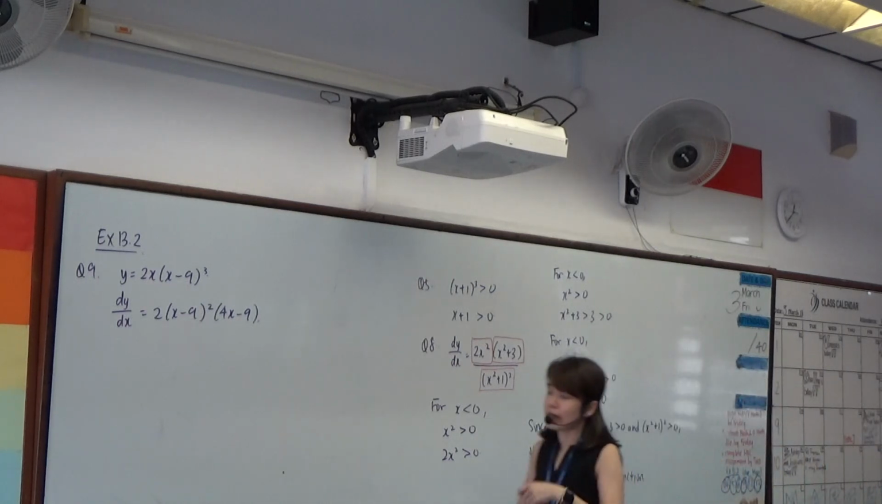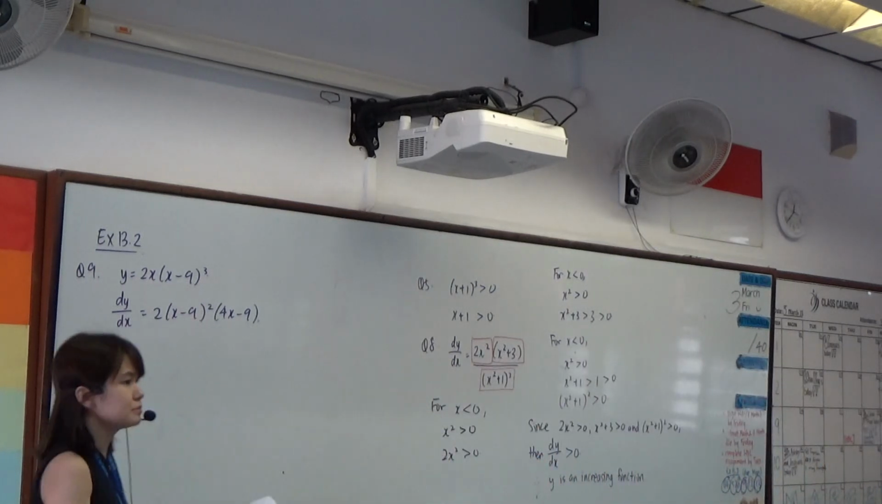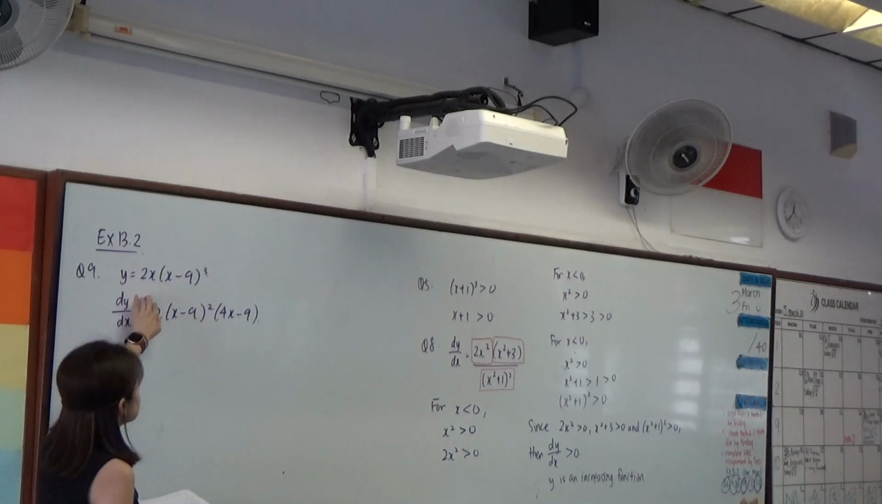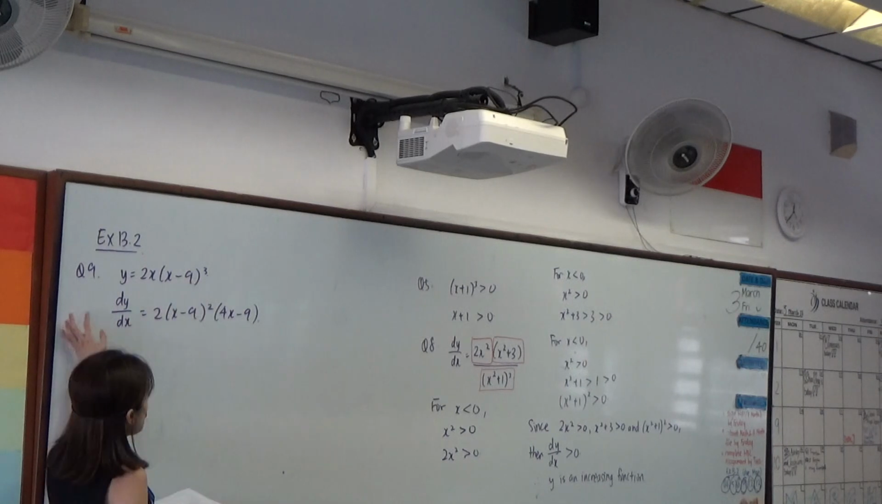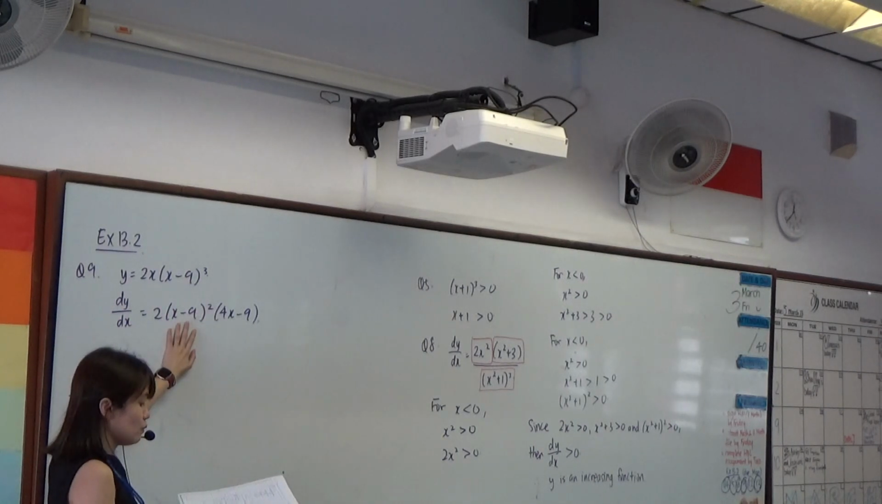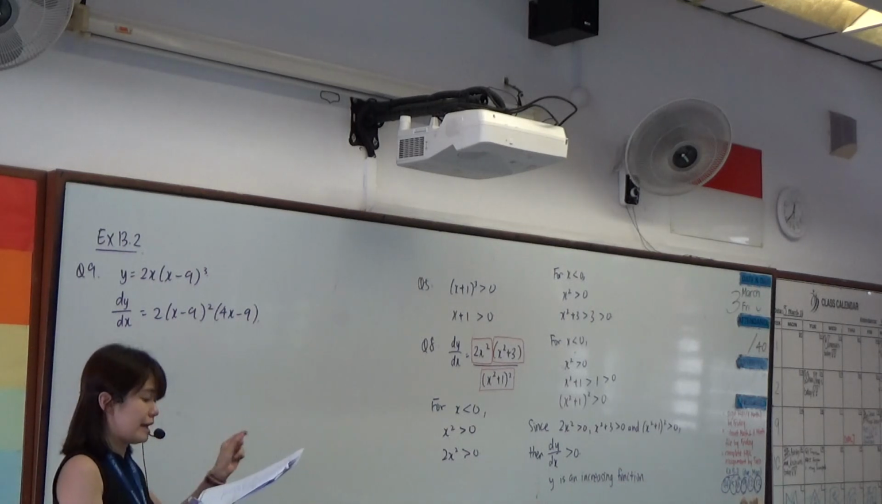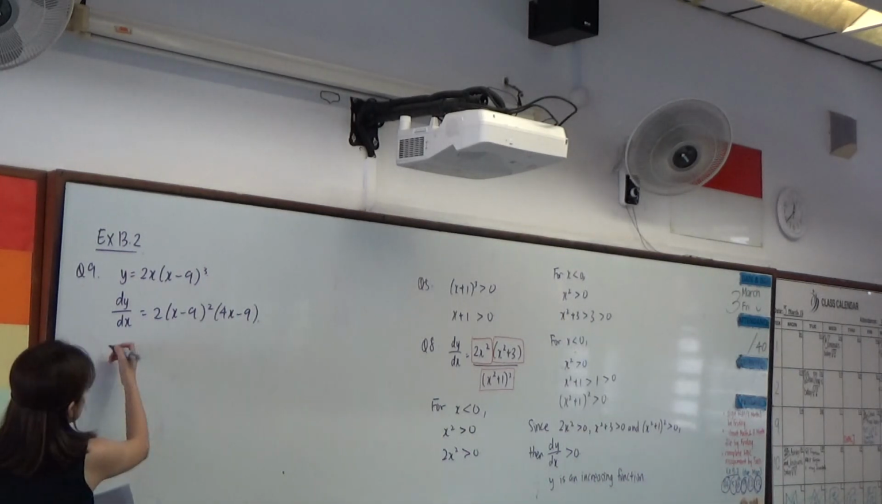Next we look at question 9. Alright. Question 9 we have y equals 2x times (x minus 9) cubed. After doing your differentiation, this should be what you get. Okay. The question asks you to find the range of values of x such that y is decreasing.